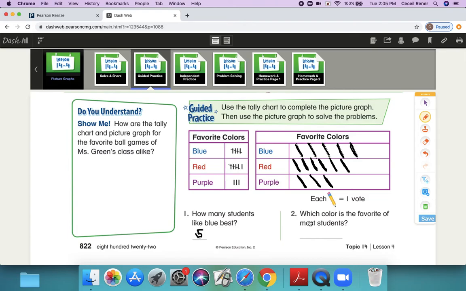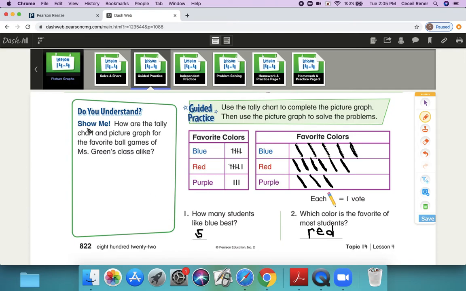Which color is the favorite of most students? So we look where we have the most pencils. And we have the most pencils here in red. So let's write the word red. Okay?